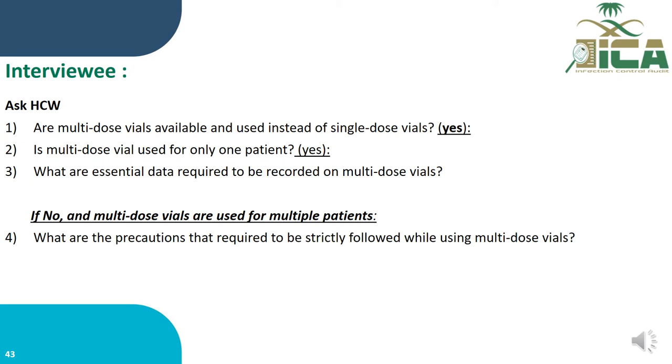what essential data is required to be recorded on the multi-dose vial, and they should give you the correct answer. They should know what information should be recorded: the date of first use, the patient name, and the medical record number, since it is used for only one patient.